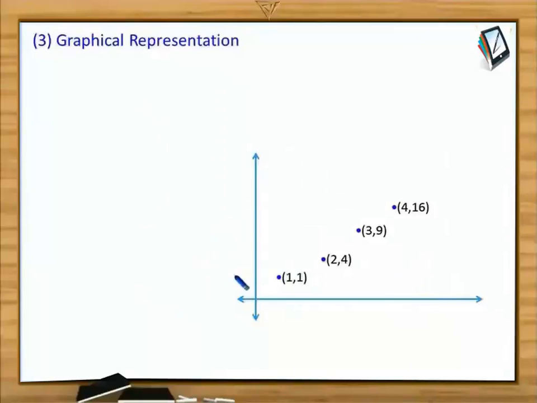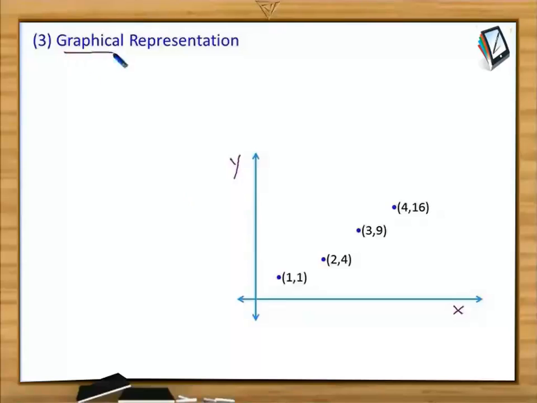Let us see the third important observation, which we will be frequently using when we go for higher applications of functions, that is the graphical representation. On the Cartesian plane, where we take the x-axis with the x values and the y-axis with the y values, if I collect the elements given by the function, their collection is called a graph.